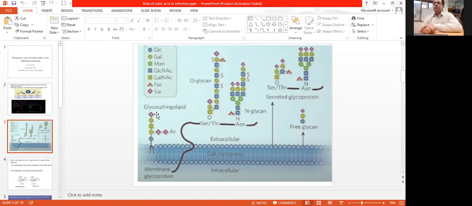But some people do not agree with that, as sialic acid are found in some other species as well, which include bacteria, fungi, and some other species. They have sialic acids present in them.